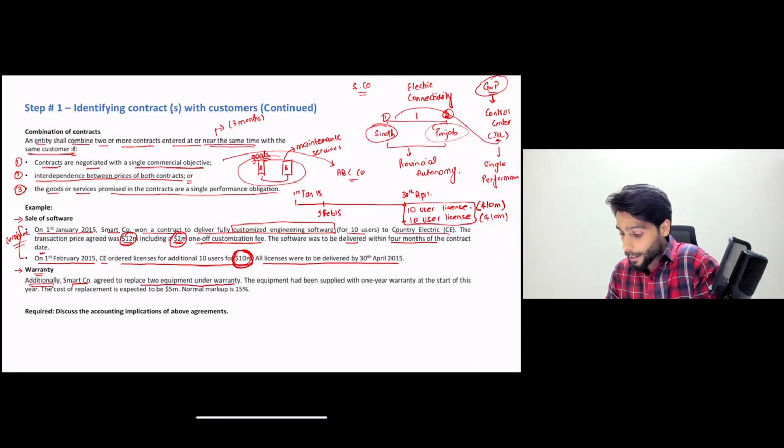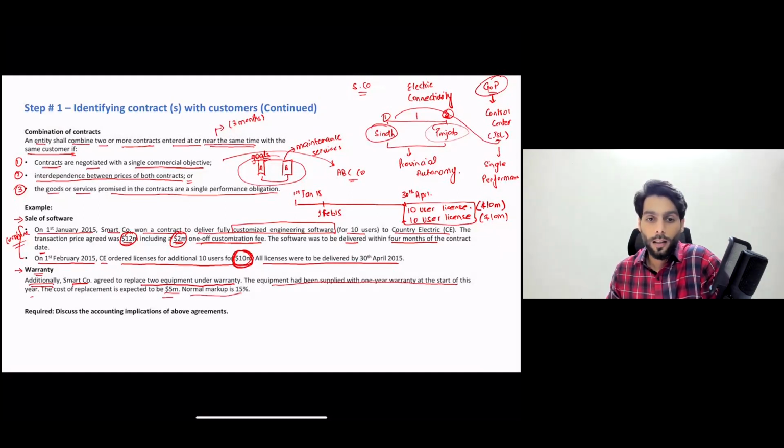The equipment had to be supplied within a 1 year warranty at the start of this year. The cost of replacement is expected to be $5 million. Normal markup is 15%. Now, technically, this is not a revenue transaction.